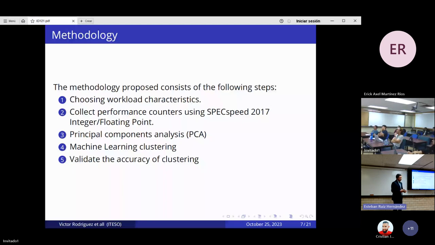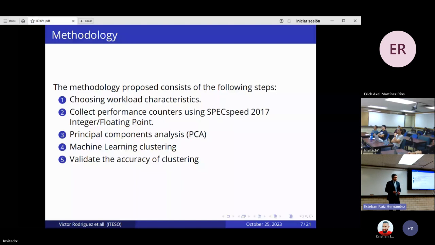First, choosing the workload characteristics, which we base on the state of the art. We have a hint that it might be on memory, branch misses, cache misses and so on. So from the hundreds of metrics, we will focus just on them, and those would be at least 7 or 9, which is multiple dimensions. The second step is to collect the performance counters for SPEC CPU 2017, integer and floating point.